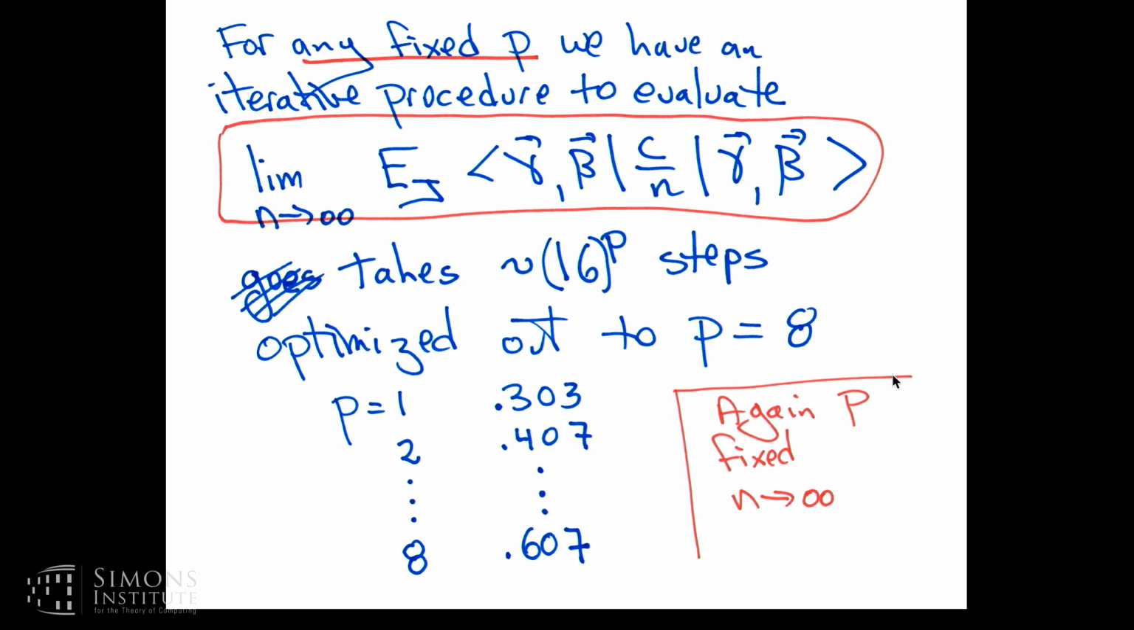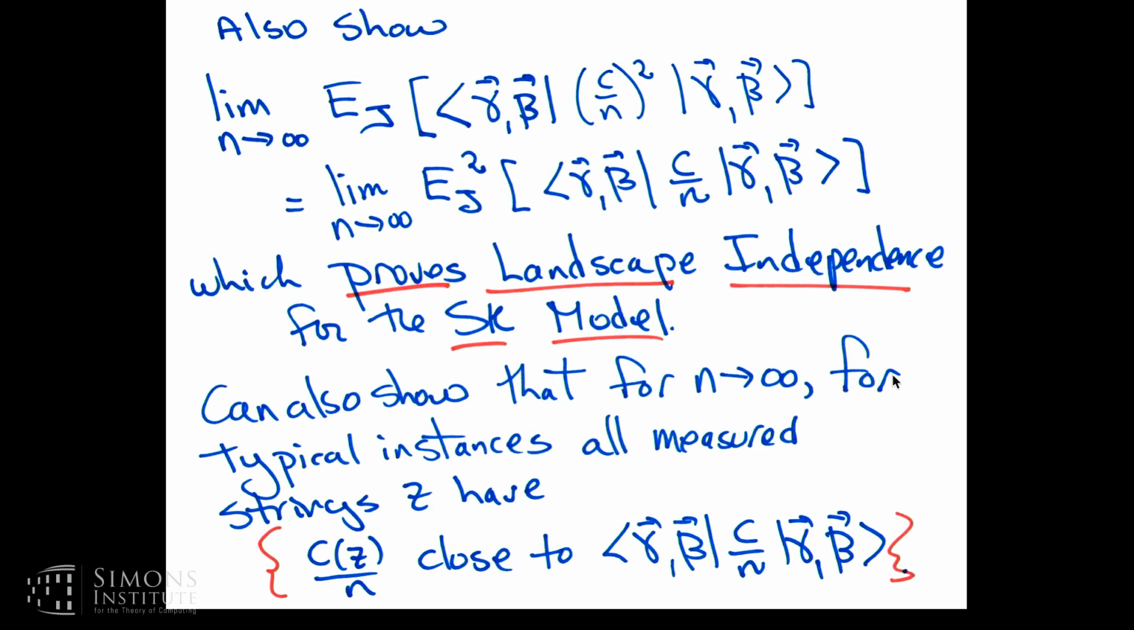Not only that, but we can prove the next thing, which is concentration. In other words, we can prove that in the limit as n goes to infinity, the expected value of the square is the square of the expected value. And that proves landscape independence, because this is over different instances. It says that the variance over instances of the expected value of the cost function goes to 0 as n goes to infinity. So for this model we proved the landscape independence that I was referring to before.